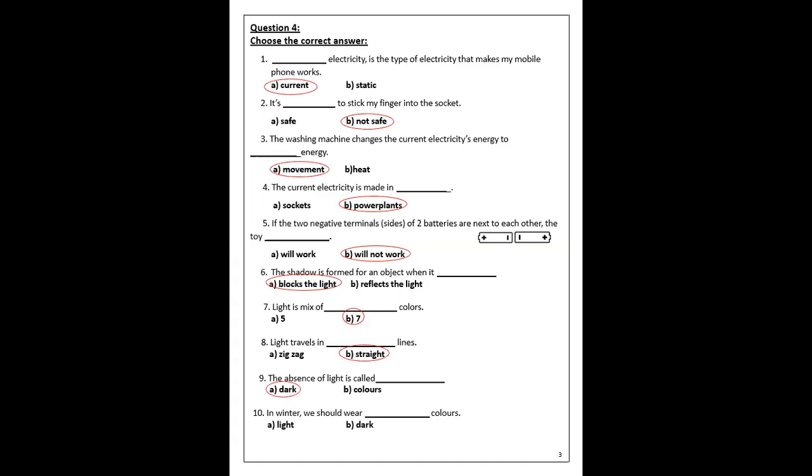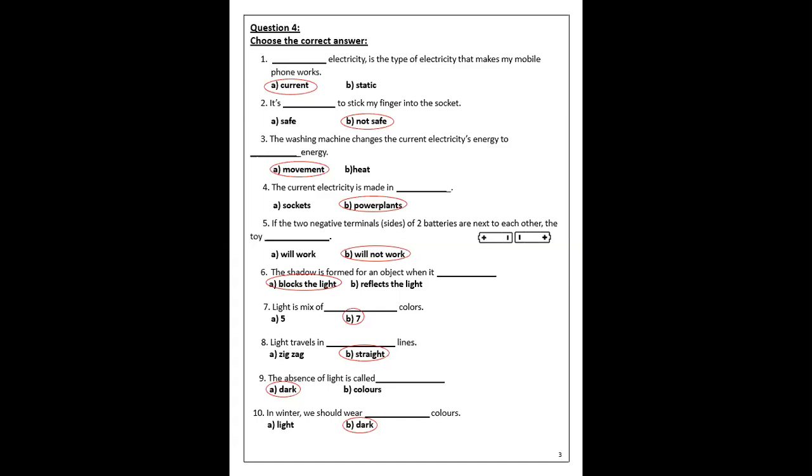Okay, number 10 and the last one. In winter, we should wear which colors? The light colors or the dark colors? In winter, it's dark colors. As we said also before, the dark colors absorb or take in the sun's light, and then what happens? It keeps it inside, so we feel the warmth. That's why in winter we wear the dark colors to keep us warm.